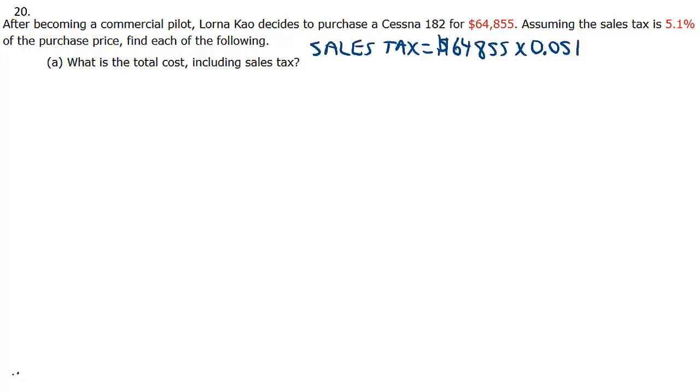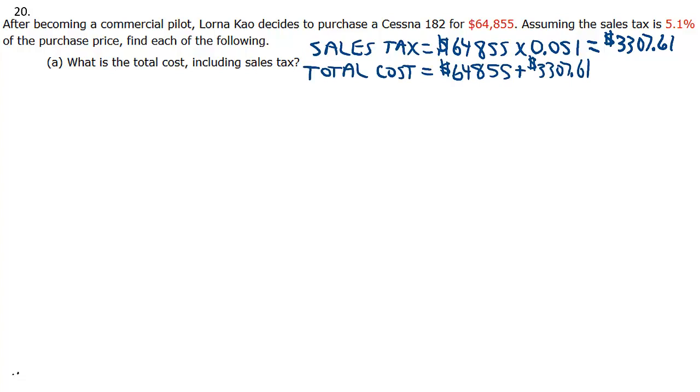The sales tax is simply the cost of the Cessna times the sales tax rate, which is 5.1%, and 5.1% as a decimal is 0.051. So you simply take 0.051 and multiply it by $64,855, and round it to the nearest cents would be $3,307.61. The question was, what's the total cost, including the sales tax?